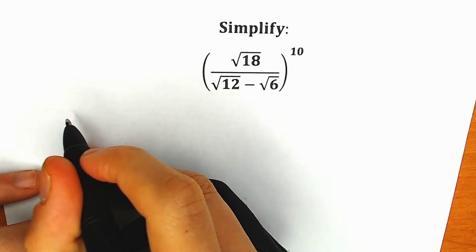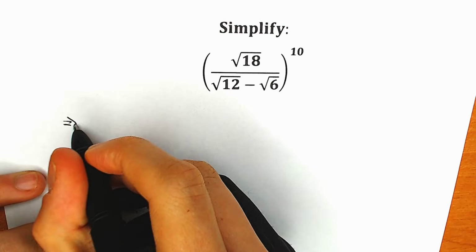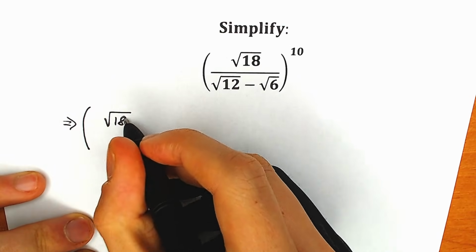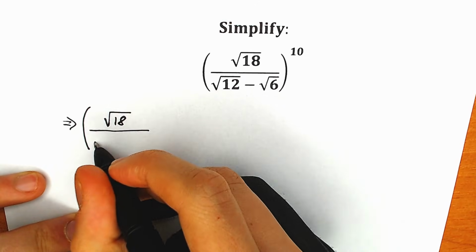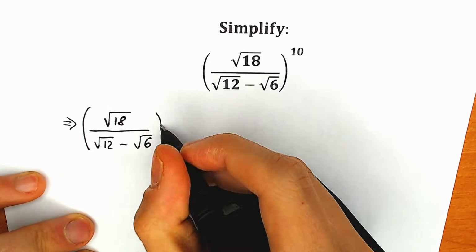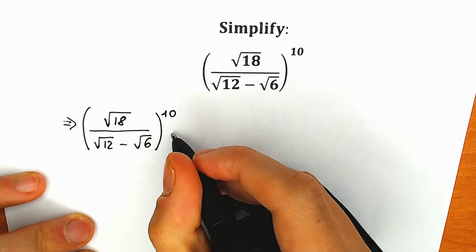First of all, I want to rewrite this question from the beginning right here on the left side and then we will start. So we have the square root of 18, divided by the square root of 12 minus the square root of 6, and we raise this to the power 10. So this is our question from the beginning.